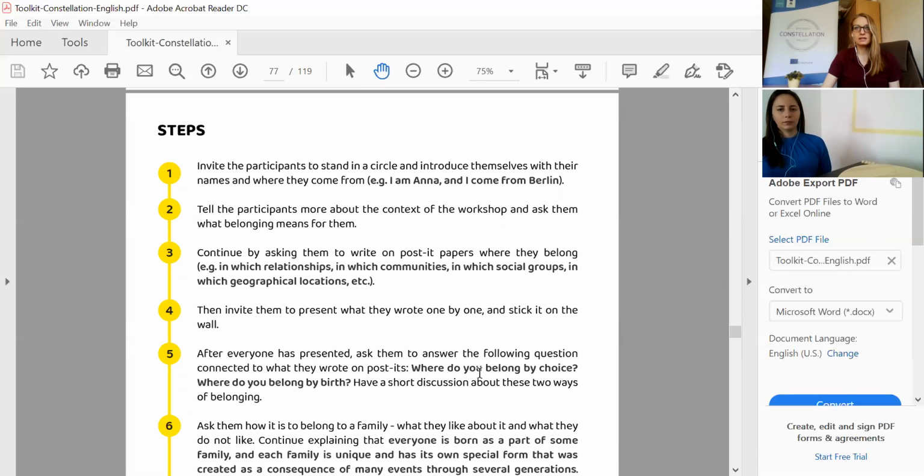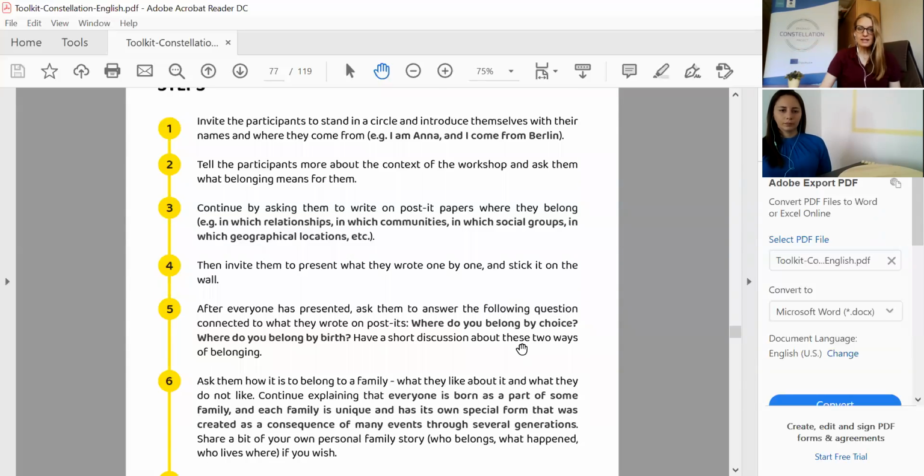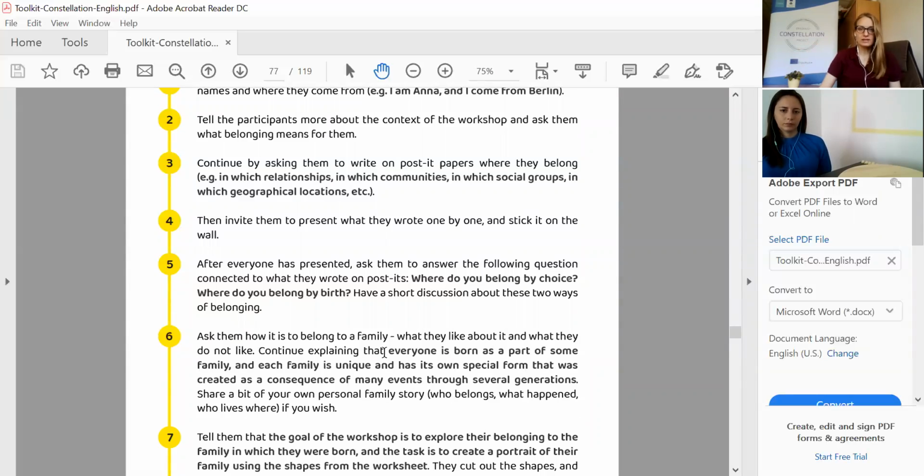It's very often that youngsters trust us more if we set our own personal commitment to the workshop. If we are sharing something about ourselves, what it really means for me, the sense of belonging, to whom do I belong, opening up a bit of a personal story as well. Then we ask youngsters to write where they belong, what kind of relationships, communities, social groups. So we give them free space to discover where they sense this belonging.